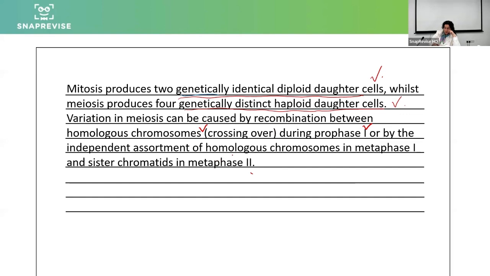Or by the independent assortment of homologous chromosomes, which occurs in metaphase 1, so independent assortment of homologous chromosomes is 1 mark, which occurs in metaphase 1, so homologous chromosomes in metaphase 1 and sister chromatids in metaphase 2. It's really important that you distinguish. Don't just say homologous chromosomes and sister chromatids. Define which cell division they take place in. And that's another mark here.